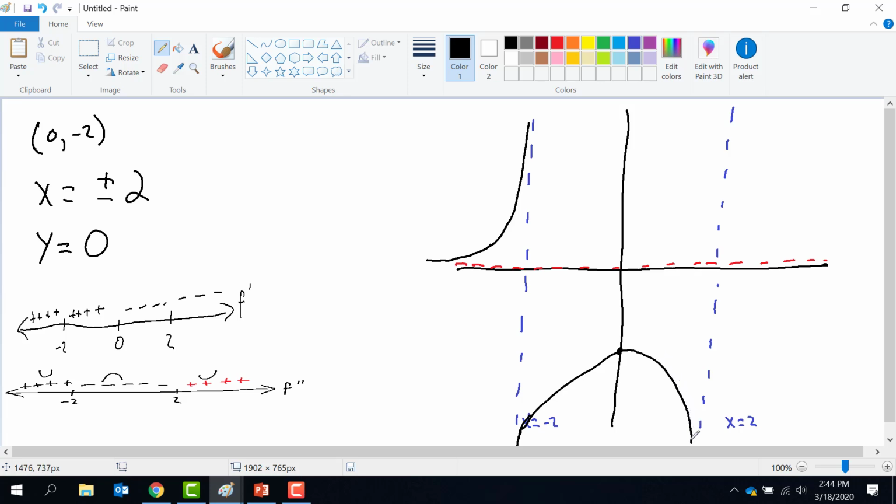Also, I forgot to mention the concavity, right? So over here, we have to be increasing and concave up. Over here, we have to be increasing and concave down. In between -2 and 2, we're concave down. So this has to bend downward so that my tangent lines lie above. Over here, my tangent lines lie below. Okay, now to the right of 2, we're decreasing and concave up.